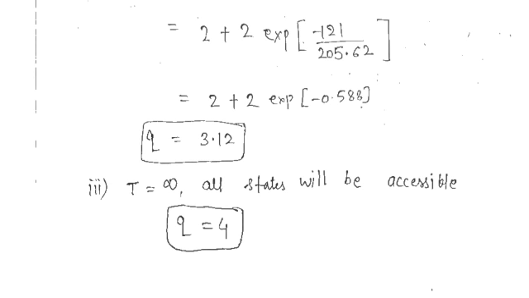Is this clear or not? Alright, and one more thing: the partition function without zero point energy will tell you the number of accessible states. If you do not forget this, then you can easily understand this. Q without zero point energy will tell you the number of accessible states, and at temperature infinite, since all the states can be accessible and there are 4 states, we say that Q equals 4.